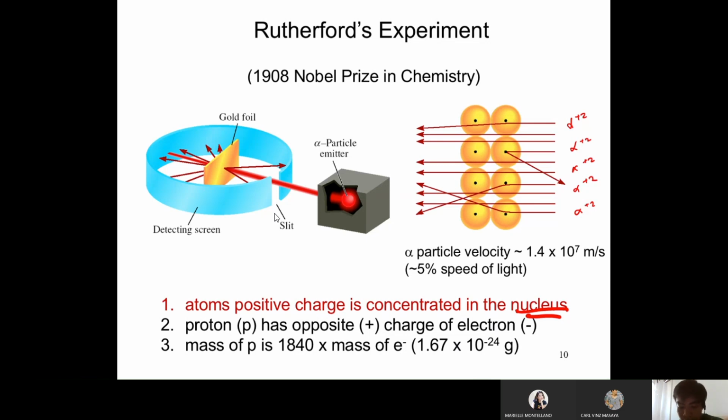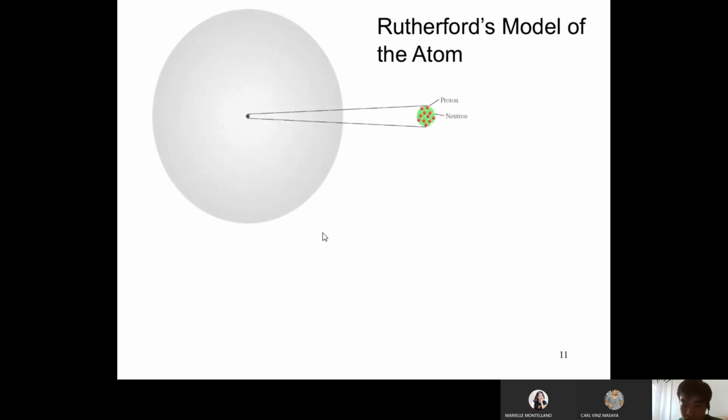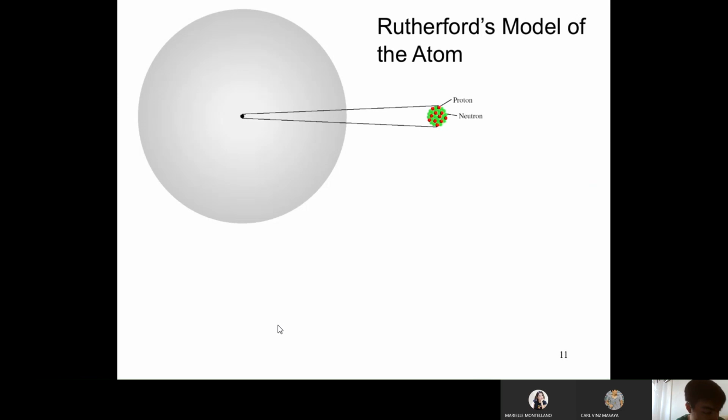Then he was also able to obtain the mass of the proton by doing some physics stuff. So, ito na yung naging itsura ng model ni Rutherford. In a tiny center, you have your nucleus. By the way, yung neutron, hindi yan na-discover ni Rutherford, okay? Mamaya, puntahan natin yan. But anyway, in the center of the atom, you have your nucleus.